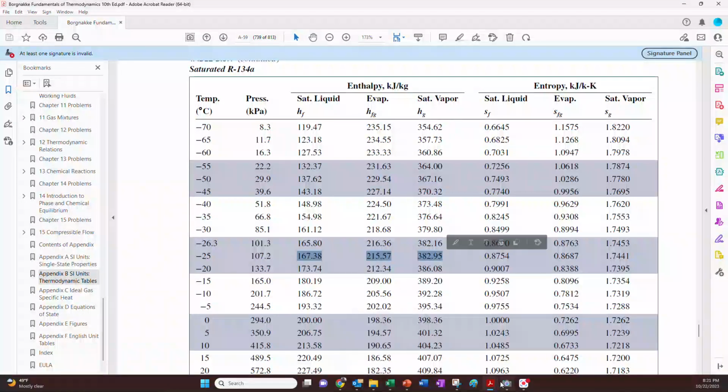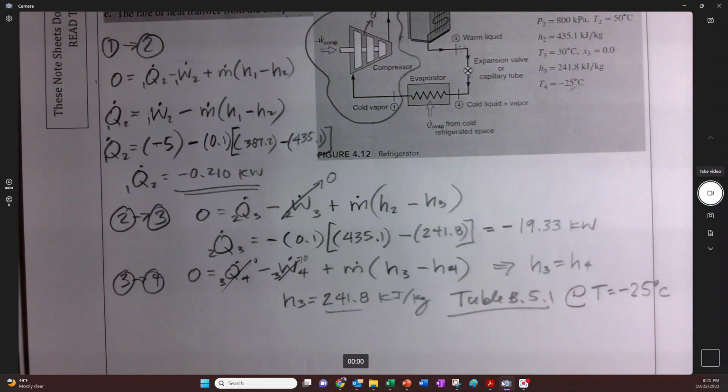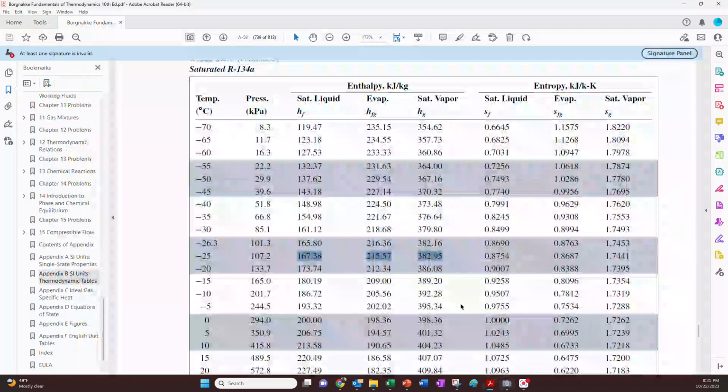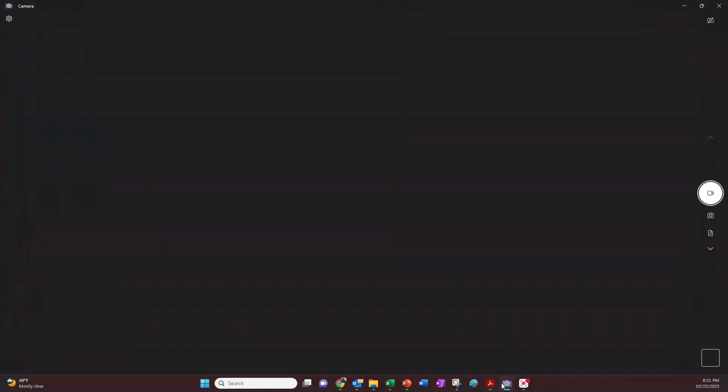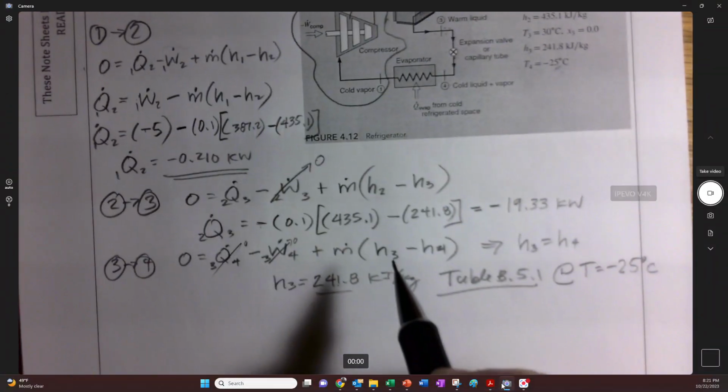Our enthalpy, you recall, is going to be 241.8. And you see, yep, 241.8 will land between 167 and 382.9. So we could find what the quality is going to be based on that.